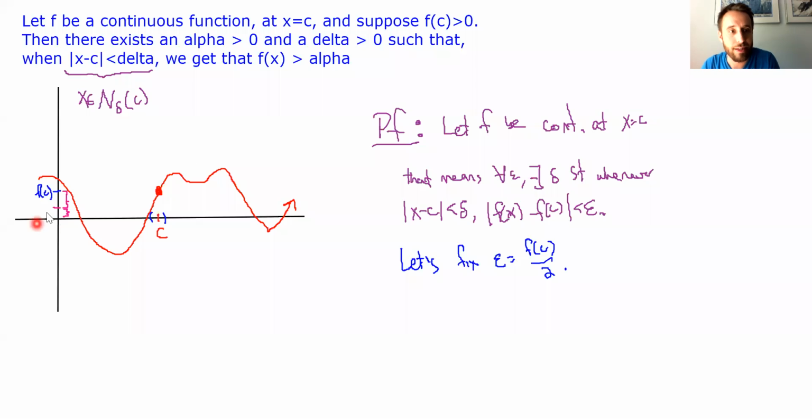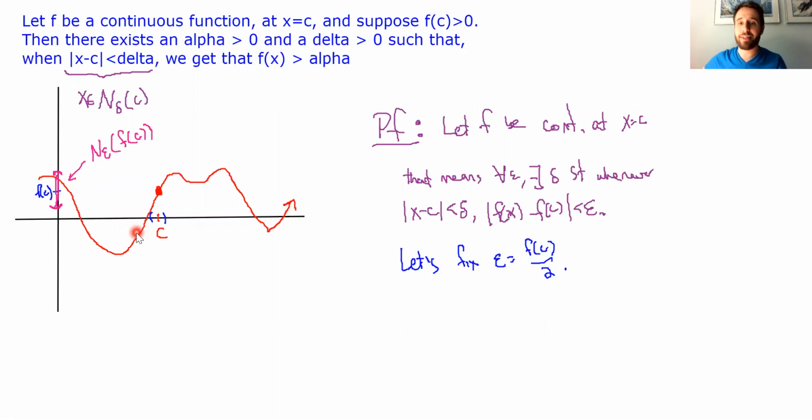In other words, f of c over 2 is exactly half the distance from the x-axis as f of c, and therefore, when it comes time to create my epsilon neighborhood, my epsilon neighborhood of f of c will go down exactly halfway towards the x-axis, right? And so this entire neighborhood right here, that is my epsilon neighborhood of f of c. And by choosing epsilon in this manner, I'm guaranteeing that that epsilon neighborhood stays above the x-axis. Okay, great.